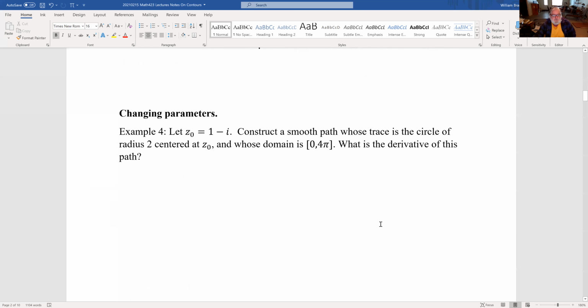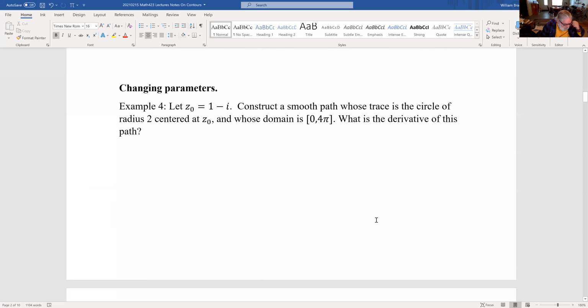Okay, so you can change parameters. If we let z0 equals 1 minus i, what's a smooth path whose trace is a circle of radius 2 centered at z0 whose domain is 0 to 4 pi? There's a couple of different ways to do this. One is to just say, well, we'll say gamma 1 of t equals 1 minus i, because it's a circle, plus 2e to the it, 0 less than or equal to t less than or equal to 4 pi. The problem is that this covers the circle twice.